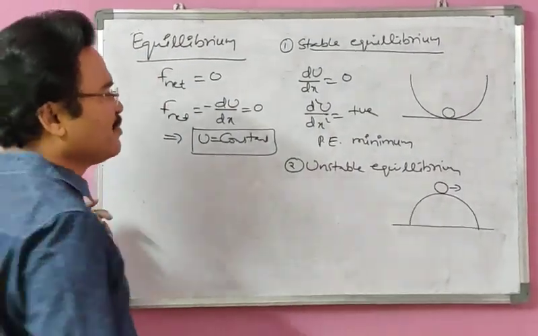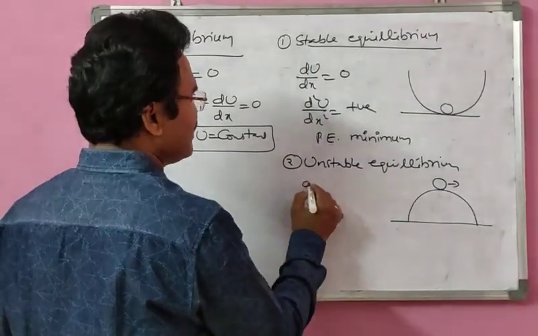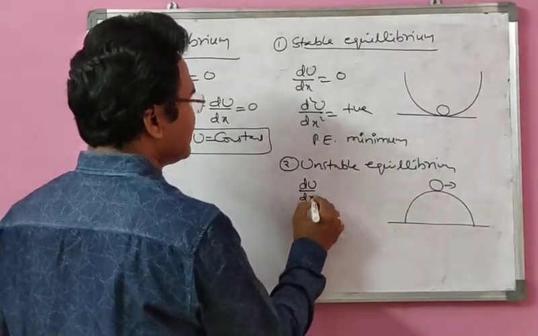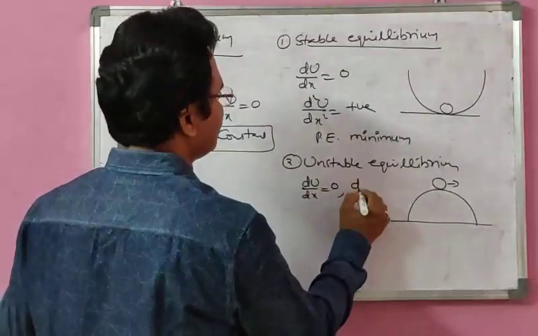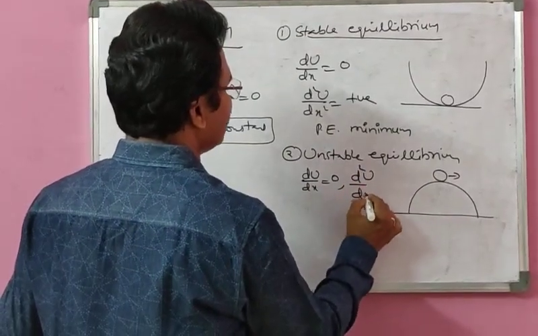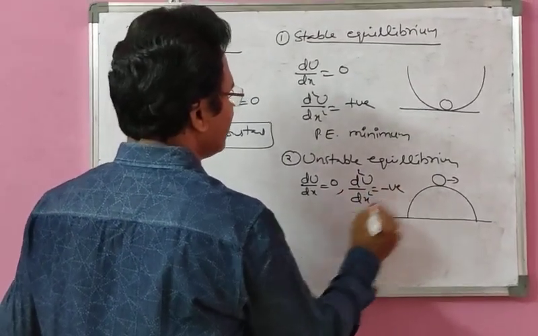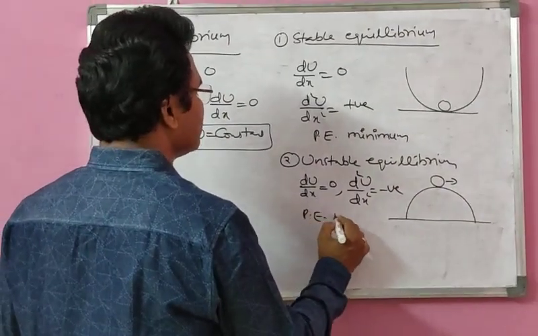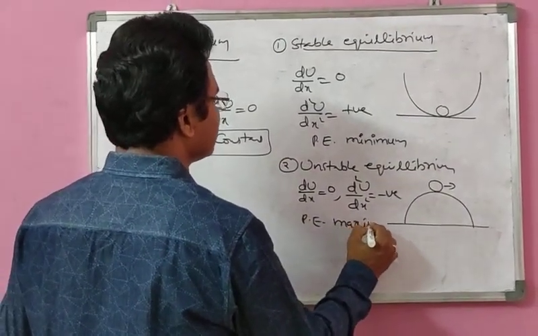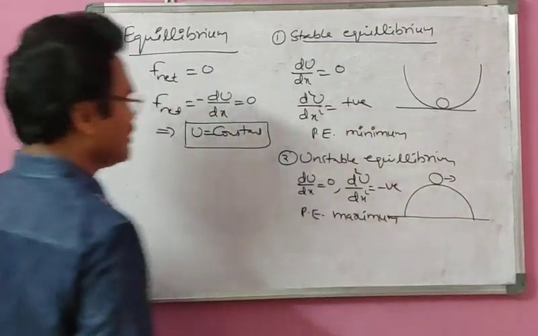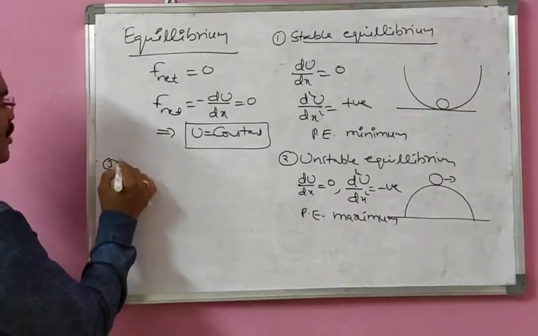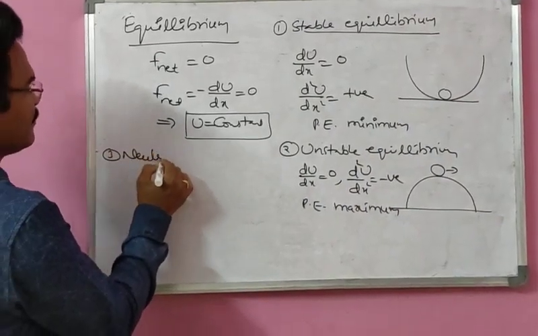Such type of equilibrium is called what here? Unstable equilibrium. Again, the conditions are du by dx equal to 0, d square u by dx square is negative, and potential energy is maximum in this case. Right? And the third one is neutral equilibrium.